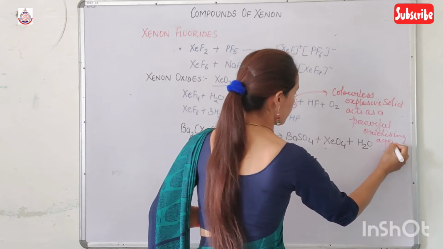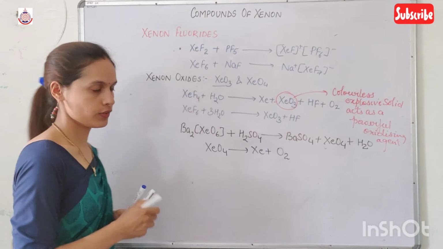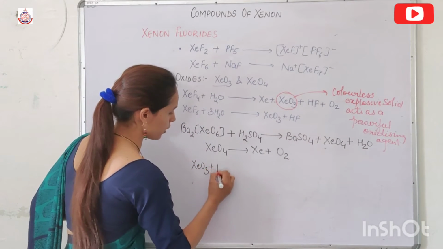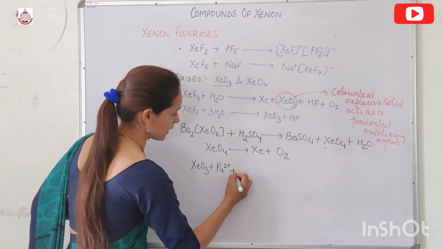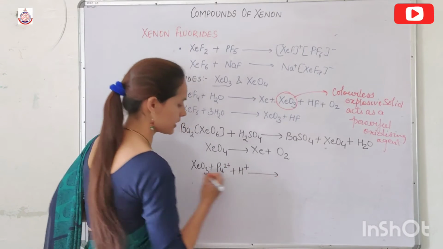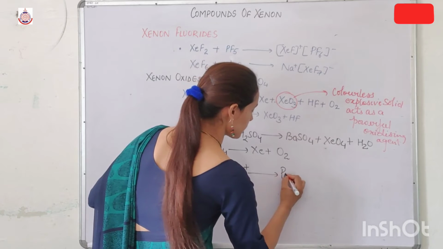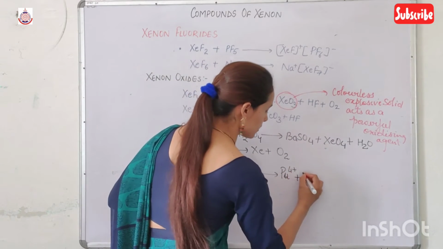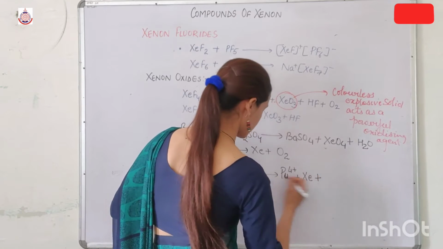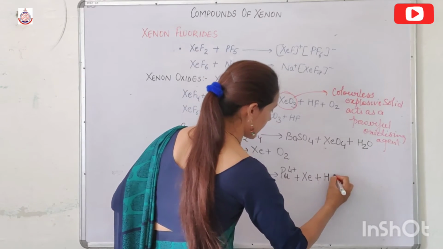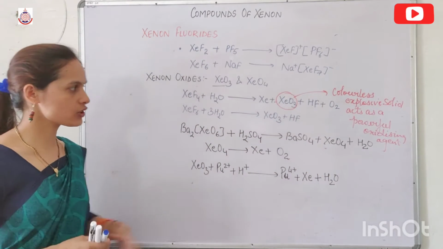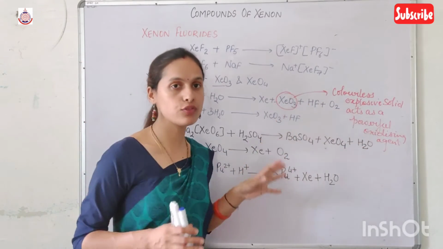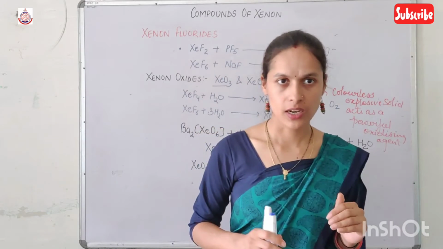For example, when this XeO3 reacts with Pu3+ in the presence of acidic medium, then Pu3+ gets converted into Pu4+. This XeO3 gets converted into Xe, and here we get H2O. So this reaction proves that XeO3 acts as a powerful oxidizing agent.